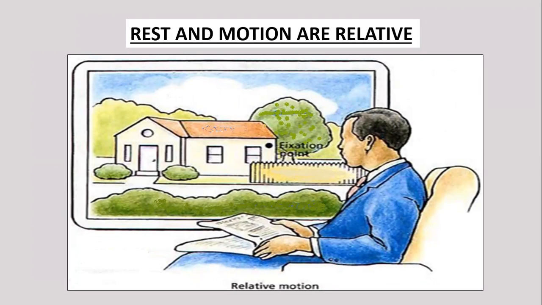Everything moves, even though they may appear to be at rest. See the picture? The passenger sitting is at rest with respect to the moving train, but it is also in motion at the same time with respect to the objects like trees, buildings, houses that are outside the train.